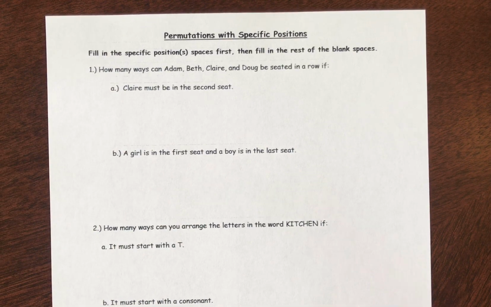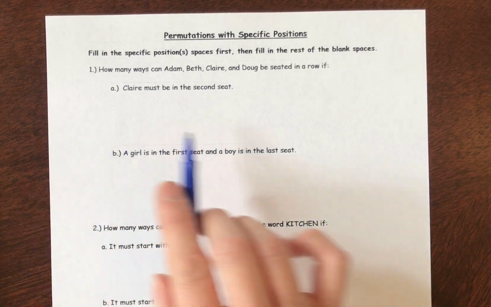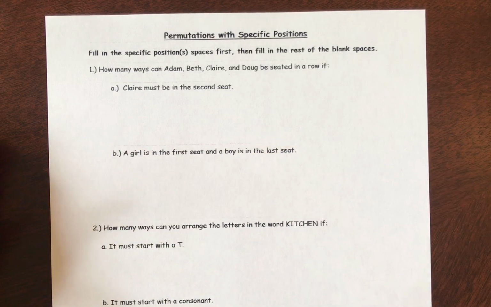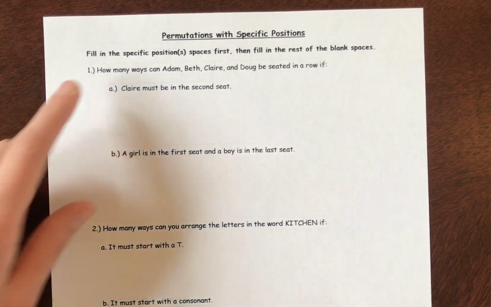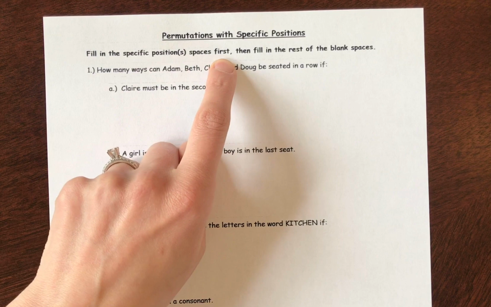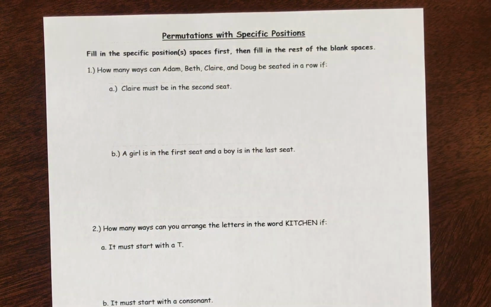The way you're going to do these is kind of how we've been doing them in the previous videos. What I would suggest is you actually write out the spaces, like how I've been drawing the lines, and then you want to fill in the specific position first, then go back and fill in the rest of the blank spaces. Okay, so let's look at an example.